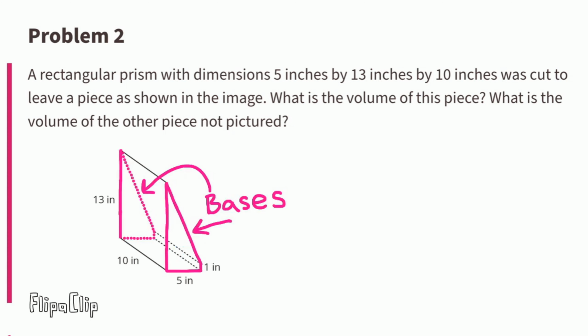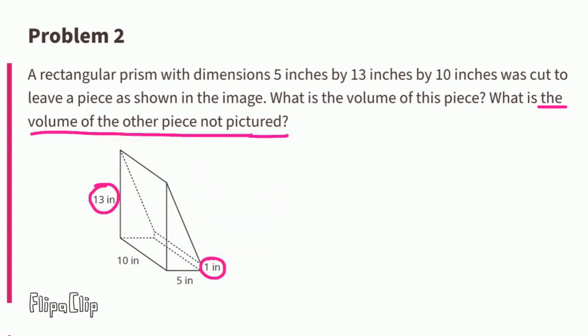We'll use these as the bases. However, we need to account for this 1-inch section. We need to remove that inch from 13 inches, making it 12 inches. To find the area of this triangle, we multiply 12 times 5, and since it's a triangle, we divide it by 2. 60 divided by 2 is 30.